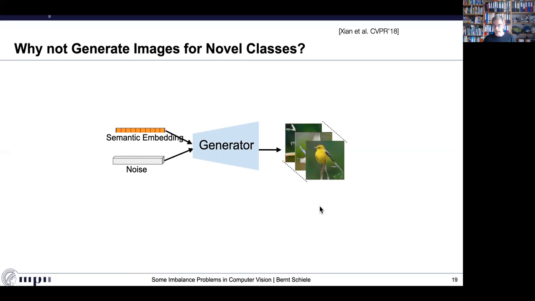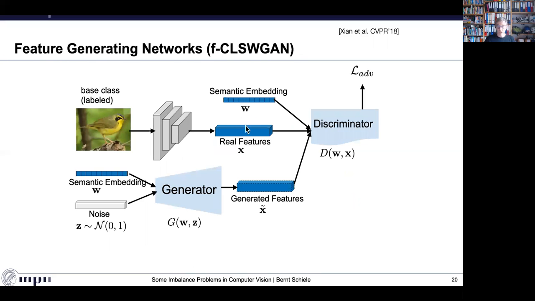So what you looked at actually, instead of generating the images, we basically argued that we should rather generate feature vectors. You can really think of a ResNet feature vector that we're generating here. So for the base classes, we can use our pre-trained ResNet network and generate the real features. So now our generator's task, instead of generating images, is really supposed to just generate features, ResNet features, for example. And then you have the adversarial setting where the discriminator ideally cannot distinguish between the real features and the generated features from your generator.